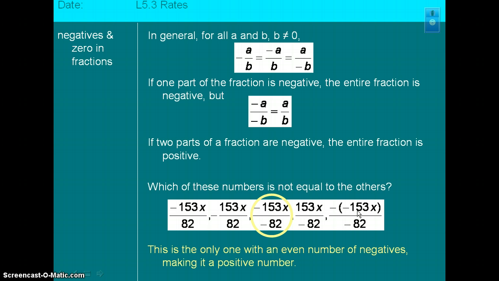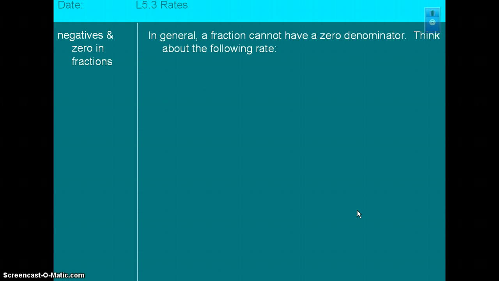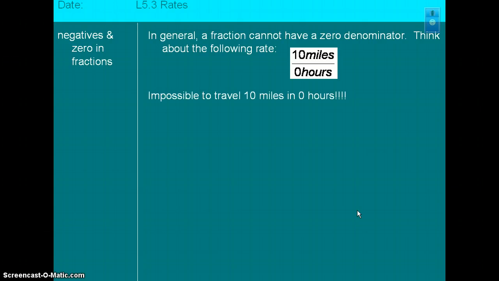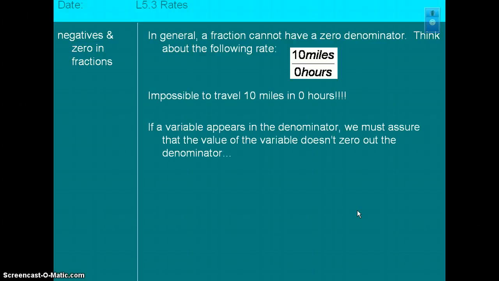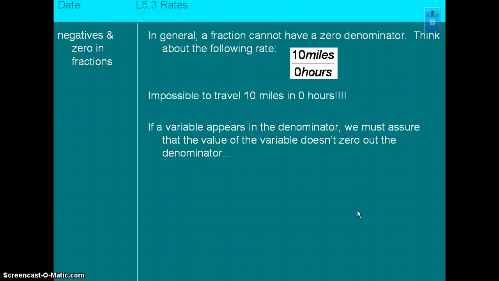Let's take the time to talk a little bit more about zero in fractions. In general, a fraction cannot have a zero denominator. Think about if you were traveling 10 miles in 0 hours. 10 miles per 0 hours, it's impossible. Really, you'd have to be in 2 places at the same time, which tells us that 0 really cannot be in the denominator of a fraction.